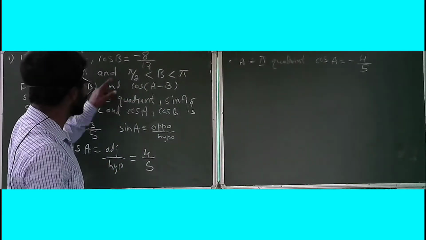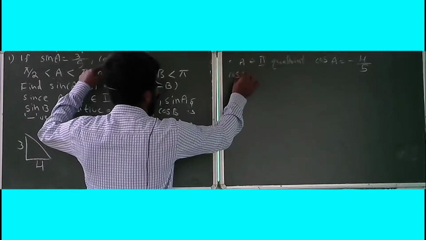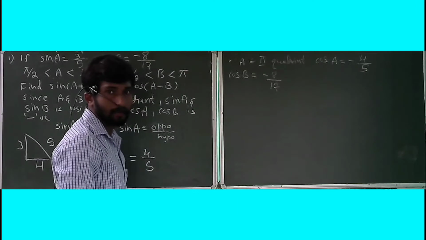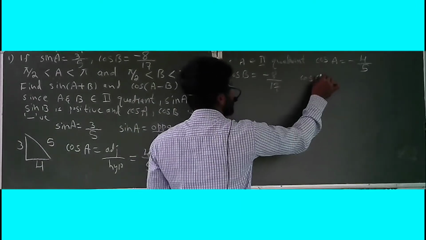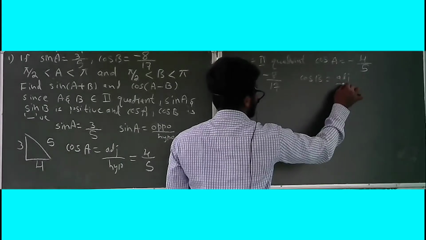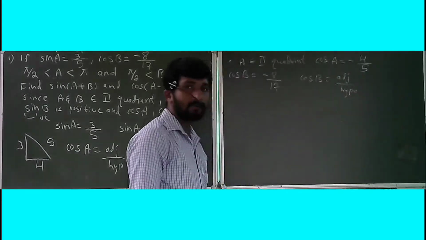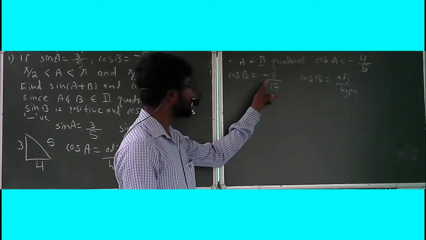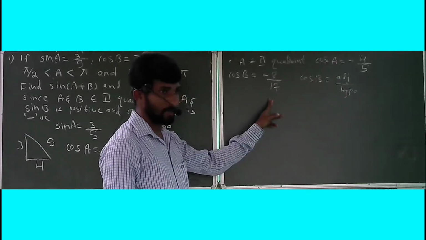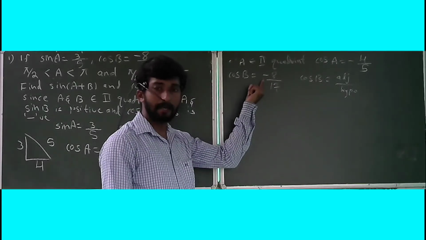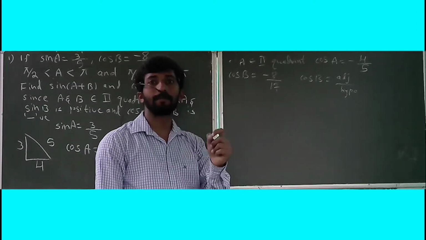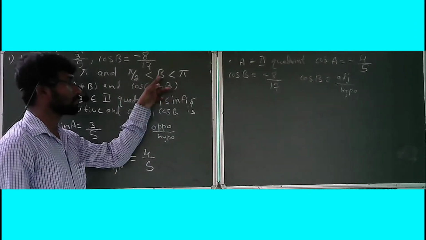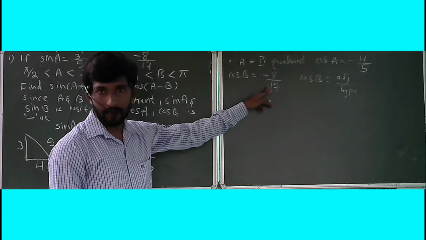Similarly, see, cos B value is given. Cos B is equal to minus 8 divided by 17. We have the formula cos B is equal to adjacent divided by hypotenuse. Now you need to calculate sin B value. For that you use Pythagoras theorem. Here minus 8 by 17 is there. Why is minus there? Because in the question they have given B belongs to second quadrant, right? 90 degree to 180 degree. B belongs to second quadrant. That's why cos B value is negative.